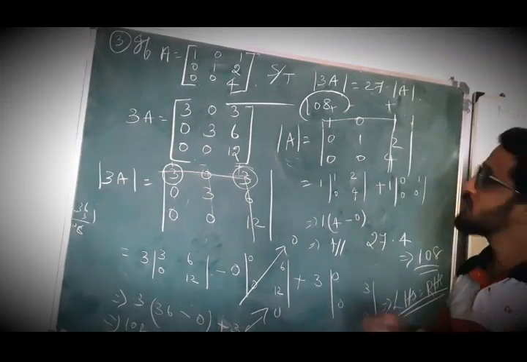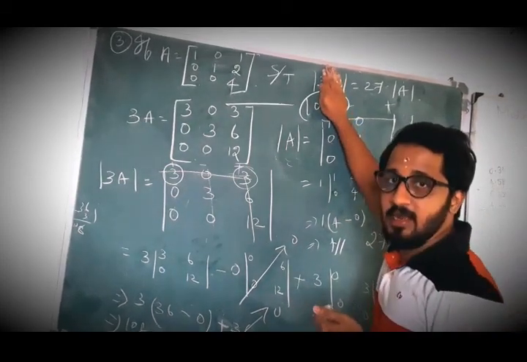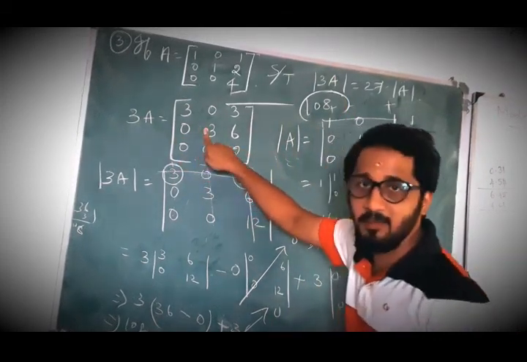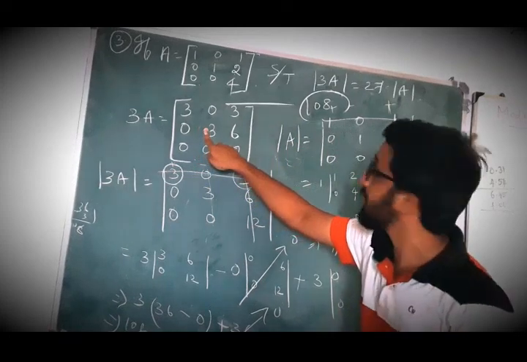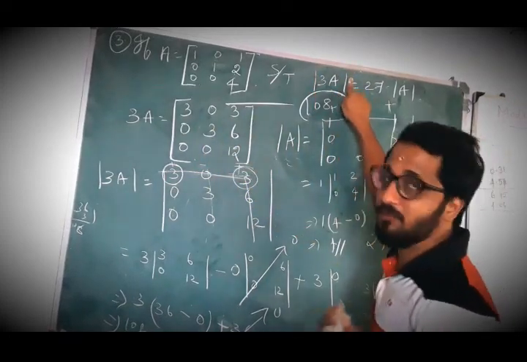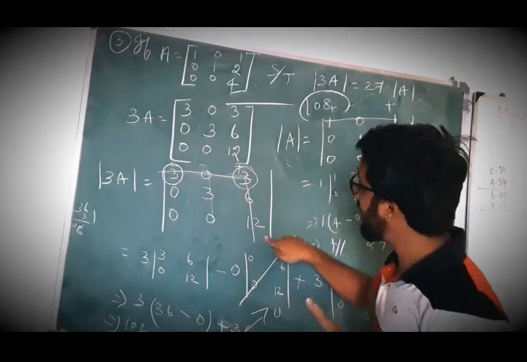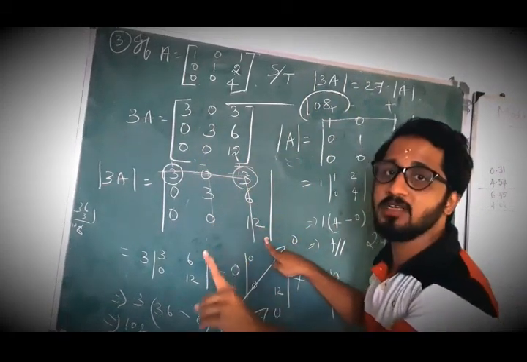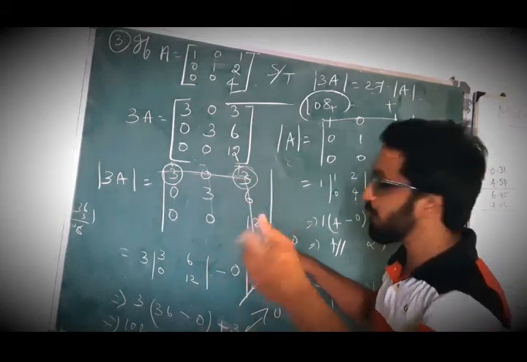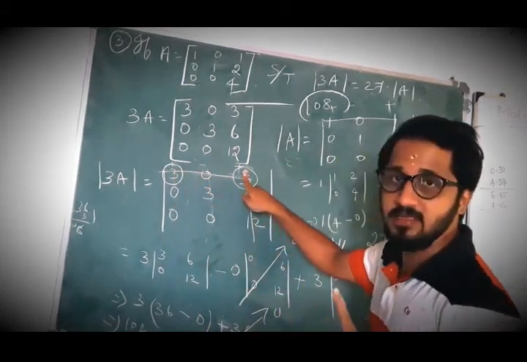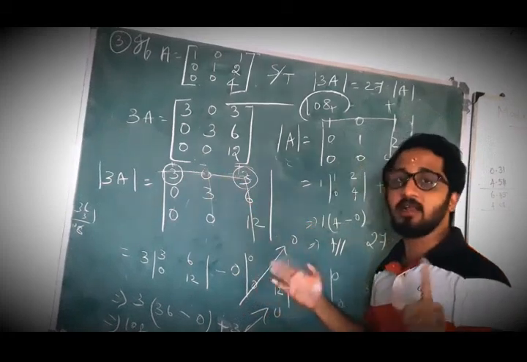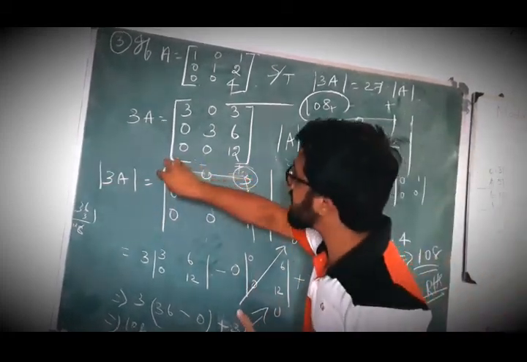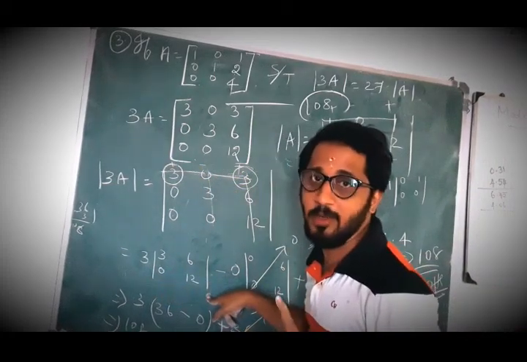Is it clear? So here, on the left hand side, scalar multiplication is there. First you have to do scalar multiplication as we have discussed in the previous chapter. After that you have to find the value of determinant 3A. How to find the value of determinant 3A for a 3 by 3 matrix? Expanding with respect to the first row and alternating plus minus. Since here there is 0, we can eliminate that element. So plus 3 into, that means the first element you have to select and multiply with that 2 by 2 matrix.